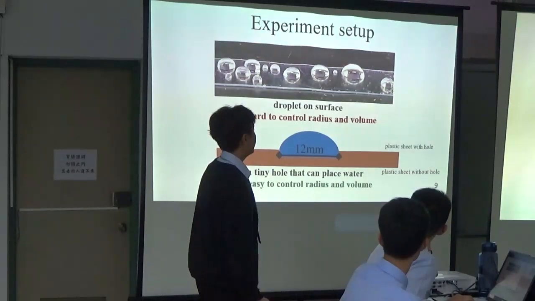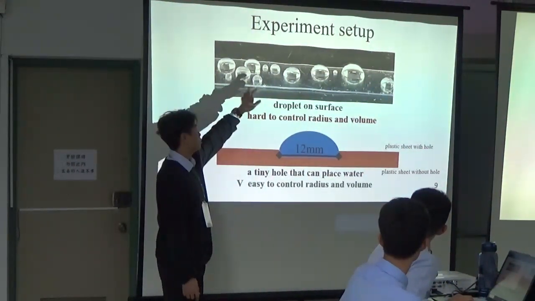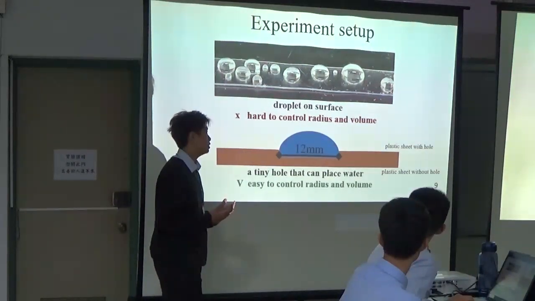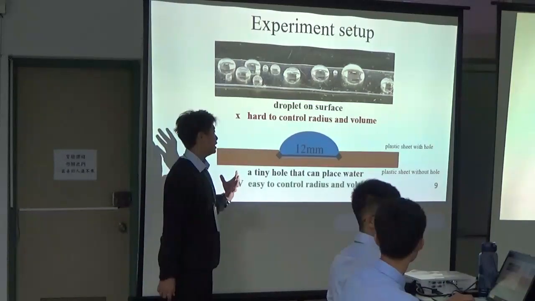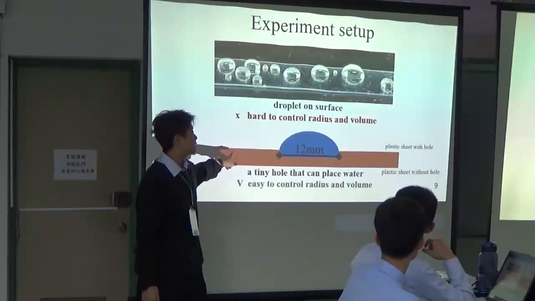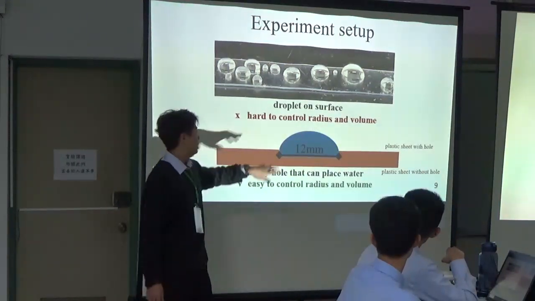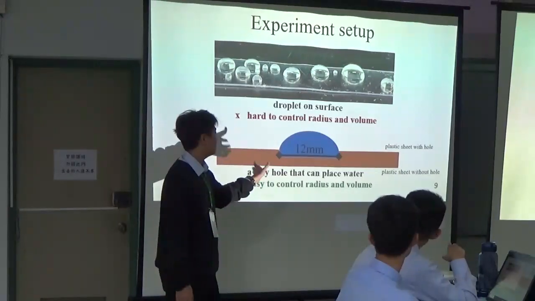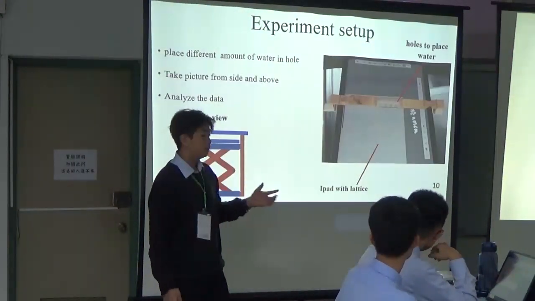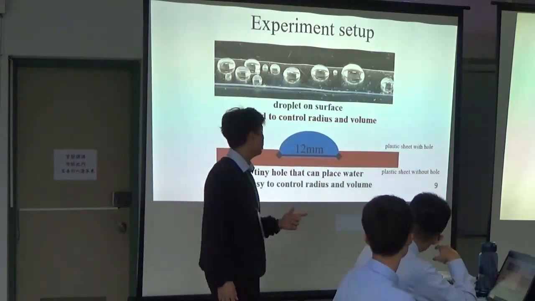Here's how we set up the convex lens. When you just put the drop onto the glass, it's hard to control the radius and the volume. So we made a device: 2 plastic sheets, 1 plastic sheet with a hole and another without. We just drop the droplet inside and control the volume of it. So we can control the bottom radius, at 6 milliliters, and it's easy to control the radius and the volume.